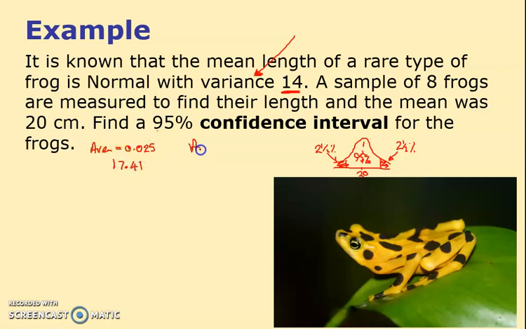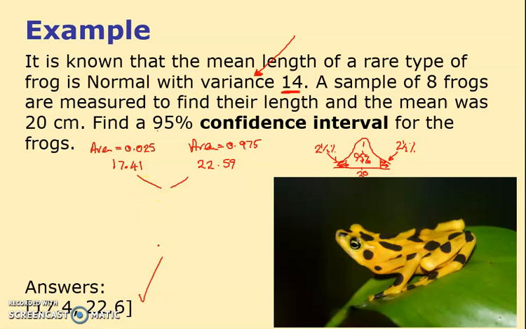On the right hand side, I type in the area to be 0.975, 2.5% left over. So let's do that again. 0.975. Leave everything else the same. I get 22.59. So you can see, rounding those, hopefully I got the right answer, 17.4 and 22.6. This is not hard once you get used to using the calculator to do the work for you.